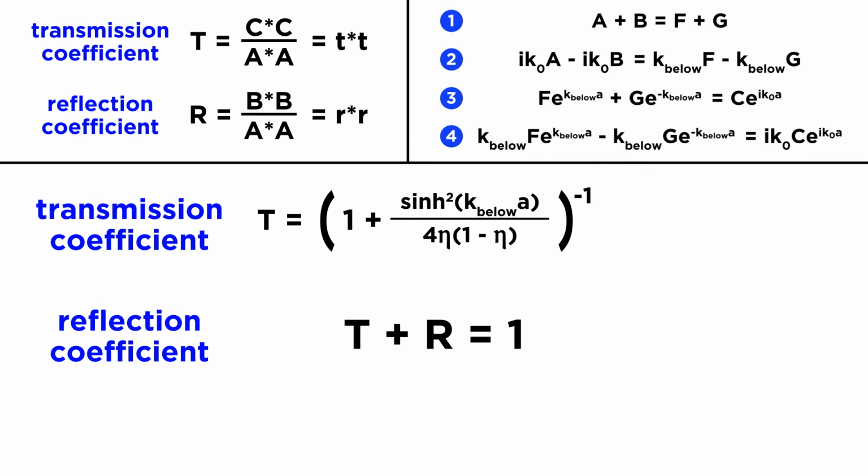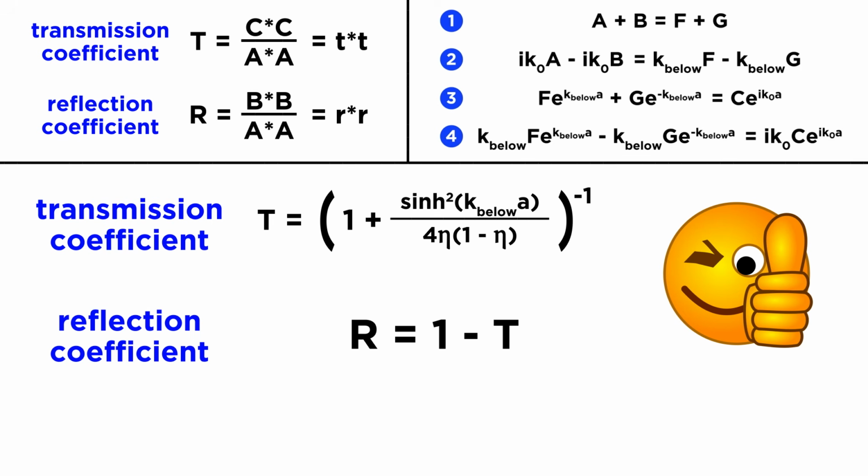From this, we can also quickly derive the reflectivity coefficient. We know that the particle will either be transmitted or reflected. There are no other possibilities, so T plus R must equal 1. Therefore, to get R, we simply subtract T from 1. And now we have expressions for both of these parameters.